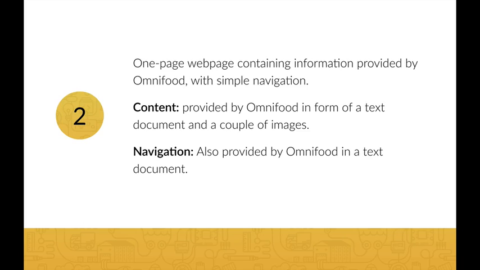Now, step 2 was about planning the website. We will build a one-page web page containing all the information provided by OmniFood, with a simple navigation to guide us through the page. And the content was provided by OmniFood in form of a text document and a couple of images that you already downloaded to your computer. And the navigation was also provided by OmniFood in that text document. We will look at all of that once we start building. And a sitemap is not necessary in this case because we're talking about a relatively small one-page website here.